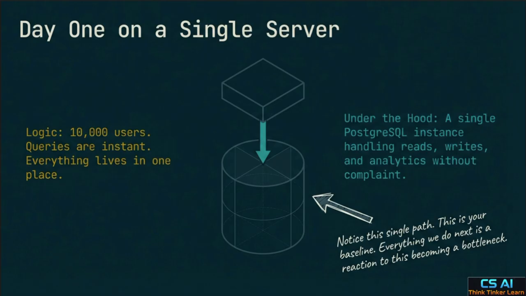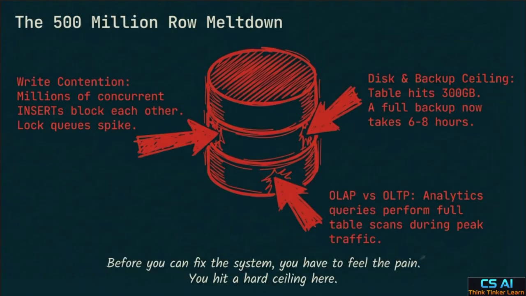Okay, let's get into the architecture then. You can't fix what you haven't felt. When you hit 500 million rows, you're going to experience the meltdown. Write contention where millions of inserts block each other. Backups that take 8 hours to finish. And analytics queries that bring your production traffic to its knees. This is the hard ceiling. It's painful. But at that moment, you stop being a developer and start being an architect.